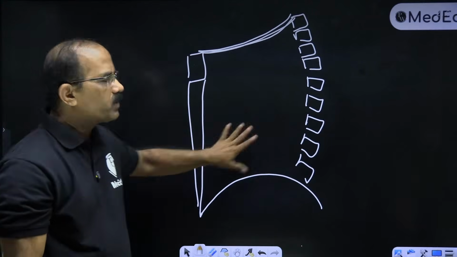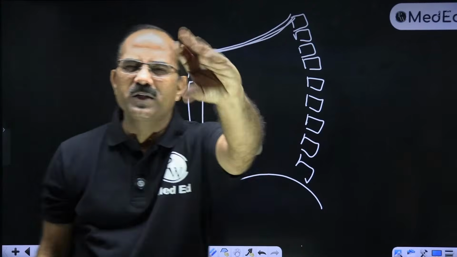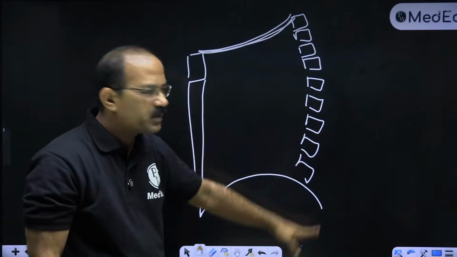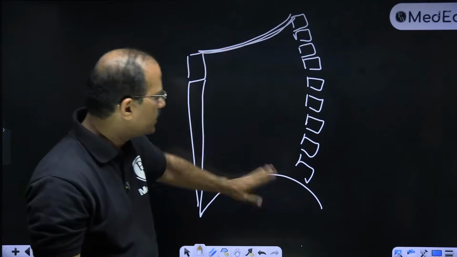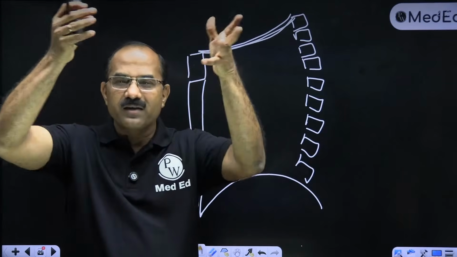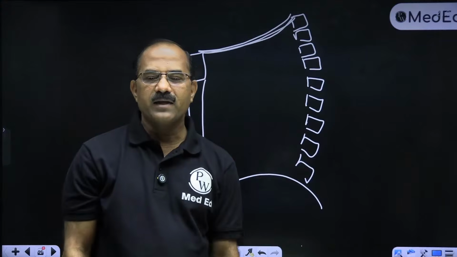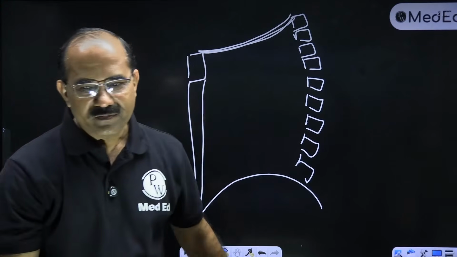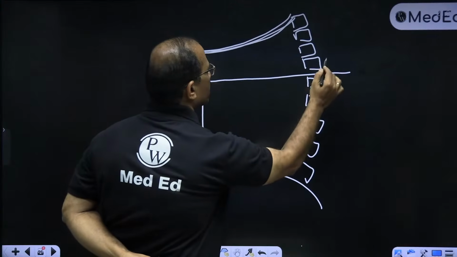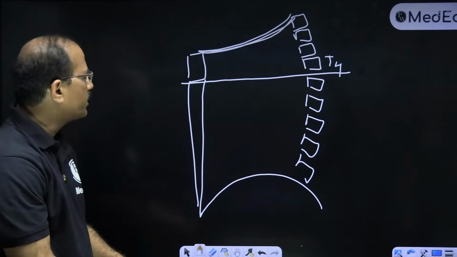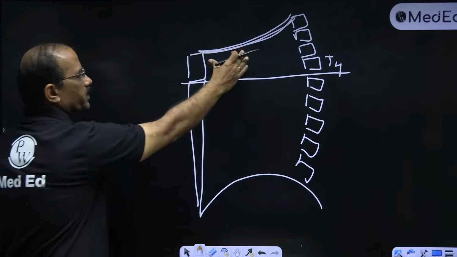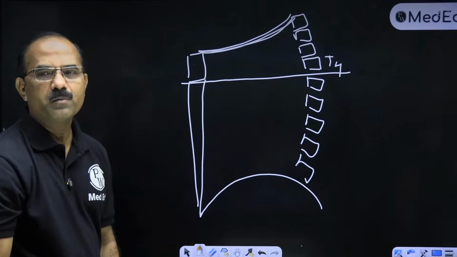Now, what is this area? Come on students, you can answer this. In front the sternum, behind the vertebrae, above the first rib, below the diaphragm. This is a part of the thorax in which the heart lies. That is the mediastinum. Very good. An imaginary line joining the manubrium sterni to the lower border of T4 vertebra divides it into the superior mediastinum and the inferior mediastinum.